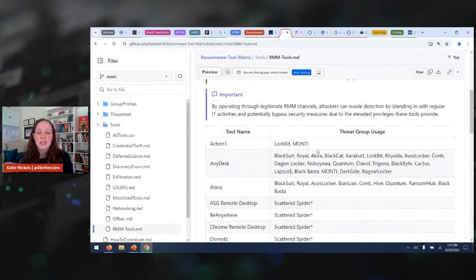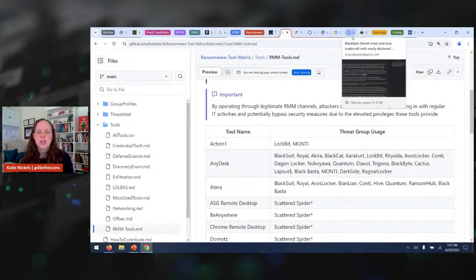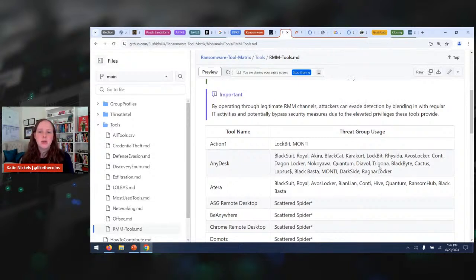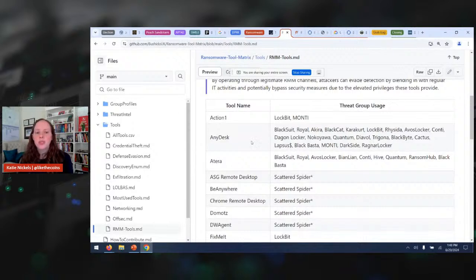There are a lot of these. And one nice thing that Will's done here is listed out the tool name, what the RMM tool is, and which groups have used it. So we see, for example, there's a Cisco Talos report on Blackbyte. Will has Blackbyte listed as using AnyDesk. So it's kind of helpful to take a look here.